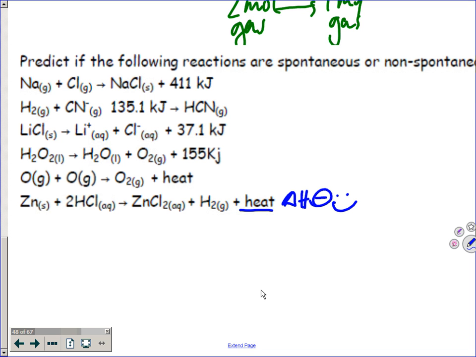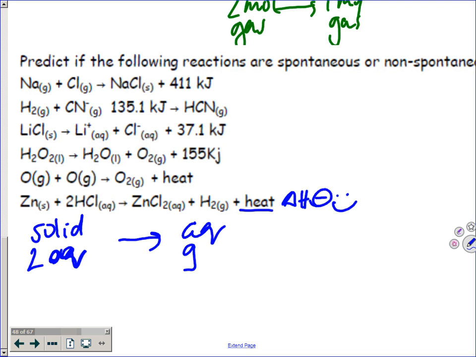Tell me what you think right now about disorder. It's going up. So what's a key sign you see right here? We're starting with a solid and 2 aqueous compounds, and we're making aqueous and gas. I don't know if this is balanced yet. Regardless, there's aqueous involved on both sides, but we're certainly increasing disorder because we're going from a nice solid to gas, which is very much increased disorder. So what's happening to delta S?